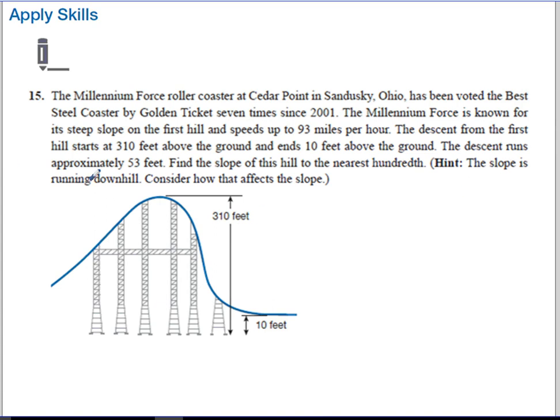And so it gives us a hint that we're going downhill. And how does it affect the slope? We can see it's going downhill. So we know that downhill means negative. So our run, our distance across, it tells us is about 53 feet. And then the rise, well, actually we're falling. Notice it's 310 feet above the ground, but we are stopping 10 feet. So this is really 300 feet of a drop. And so our slope is the rise, which again, we're going downhill. So it would be the fall of negative 300 feet across a distance of 53 feet.